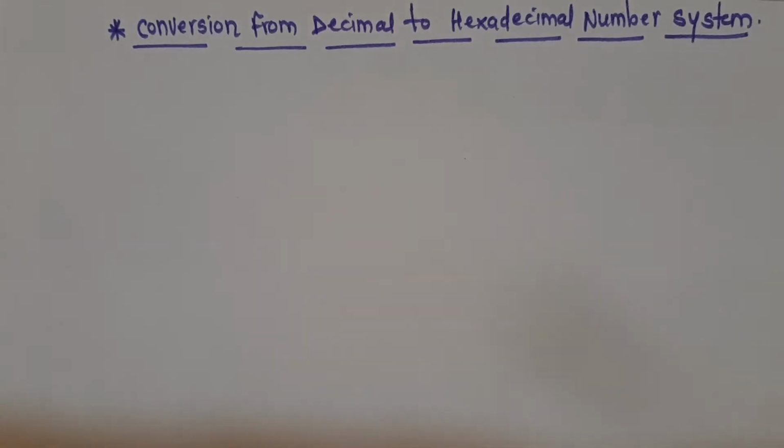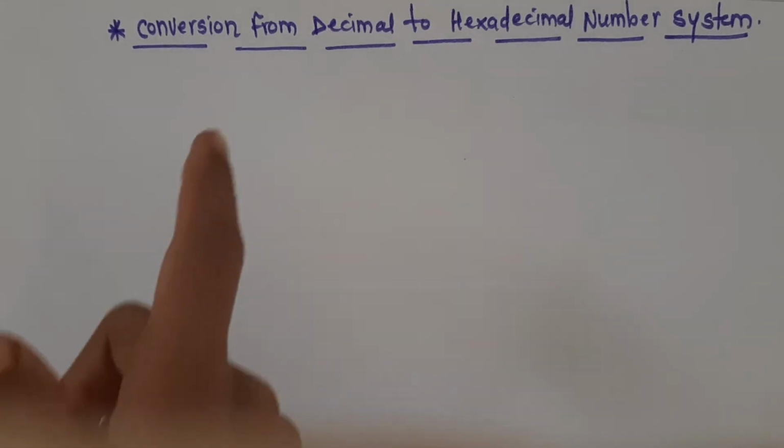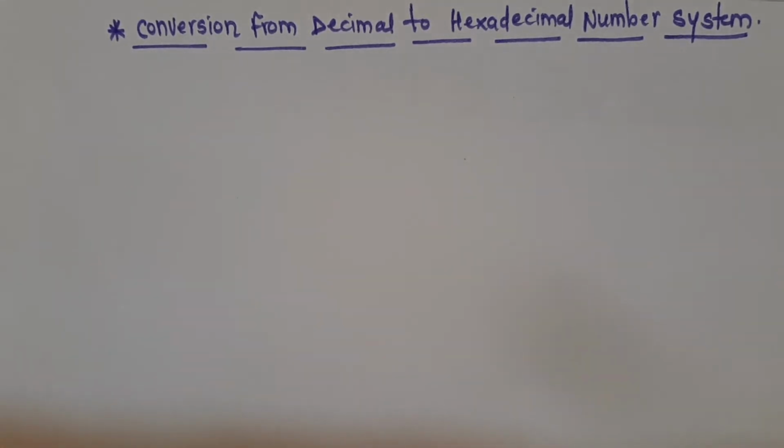Good morning. Welcome to the online lecture session of analog and digital electronics. Today we are going to see the conversion from decimal to hexadecimal number system. In the previous lecture we completed two conversions, from decimal to binary and from decimal to octal. Now the third conversion is from decimal to hexadecimal number system.